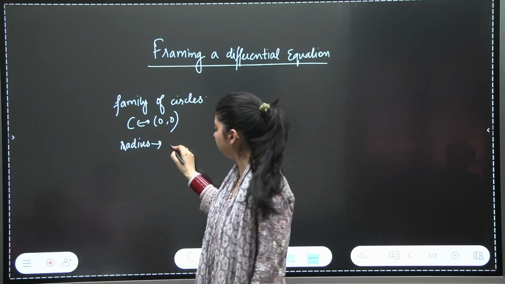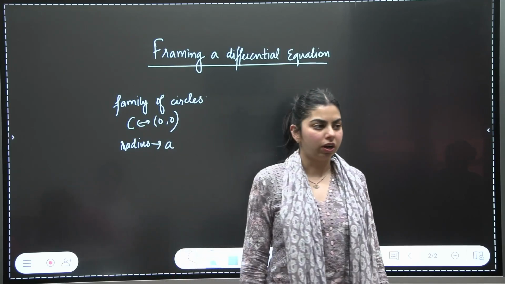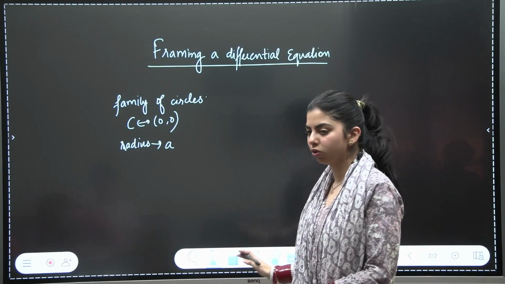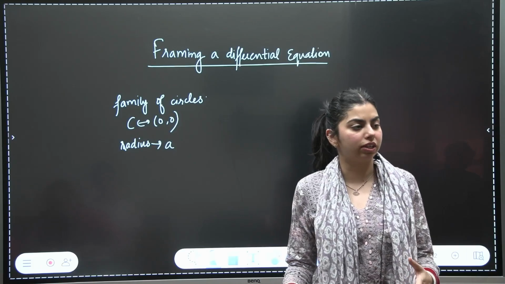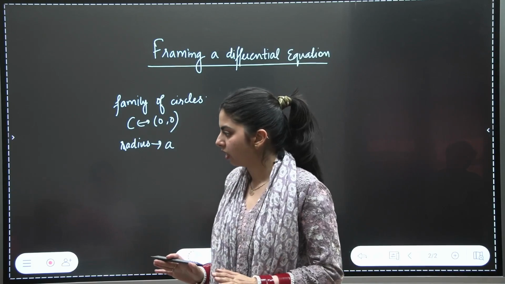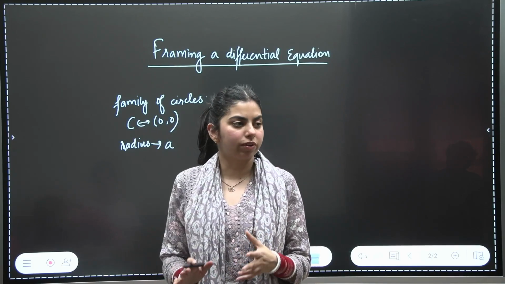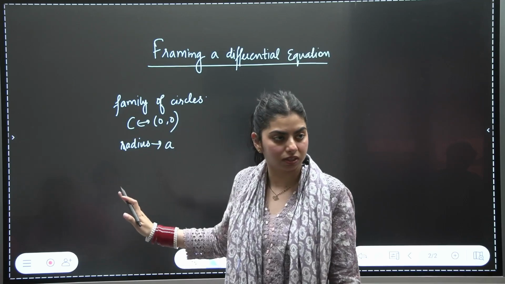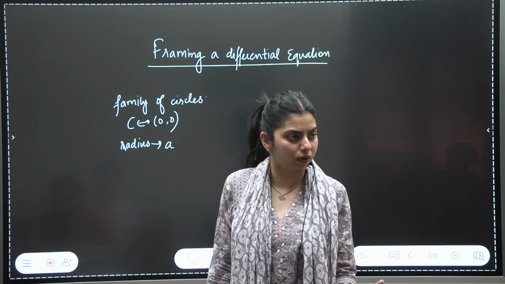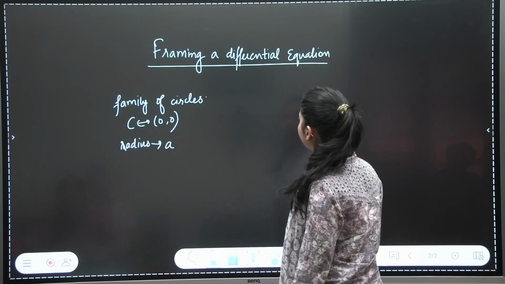Let's say I have taken the radius to be 8. So we want to create a differential equation under this situation, one that satisfies this. A differential equation represents a lot of curves, so I want a differential equation that represents circles with the given property that they are centered at origin. How do you do that?